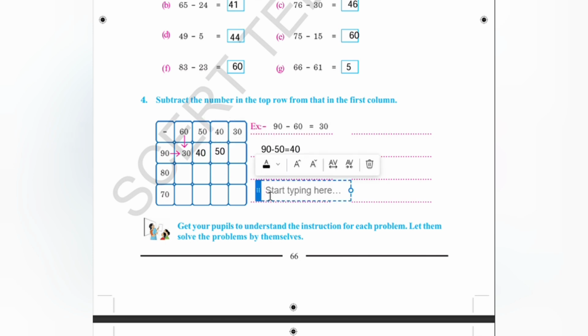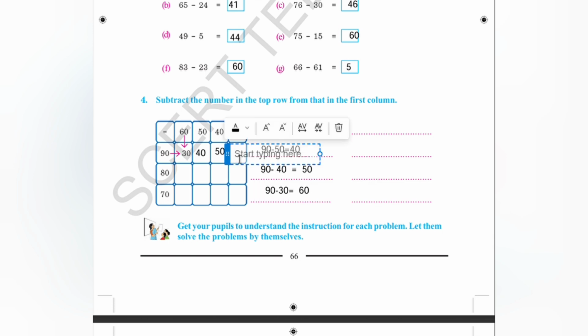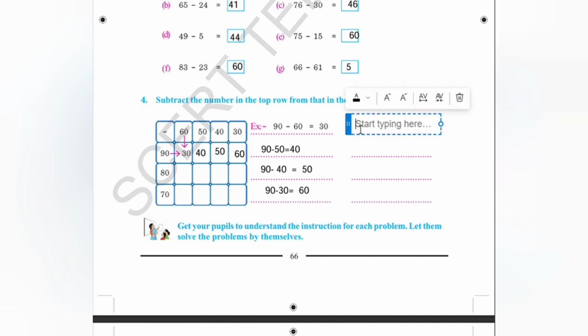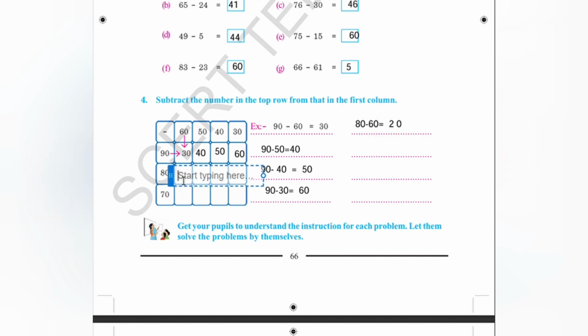Then 90 minus 30. 90 minus 30 is equal to 0 minus 0, 0. 9 minus 3, 6. So 60 is the answer here. Write 60 here. Then 80 minus 60. 80 minus 60 is equal to 0 minus 0, 0. 8 minus 6, 2. So 20 is the answer here.